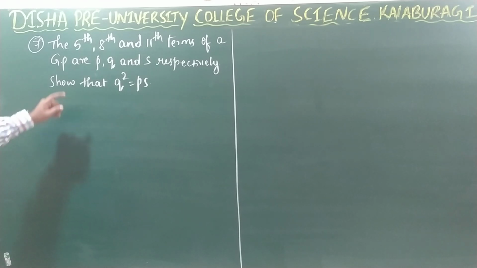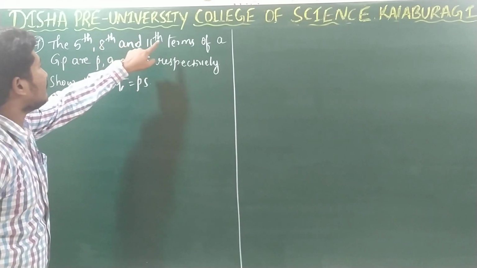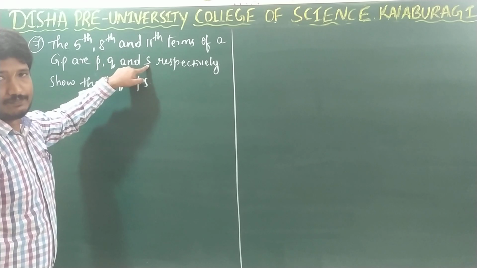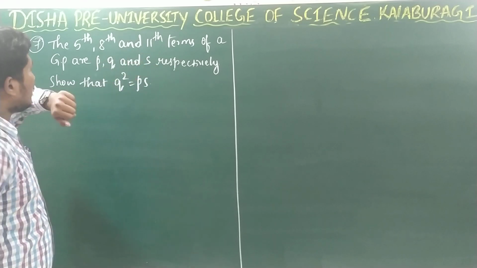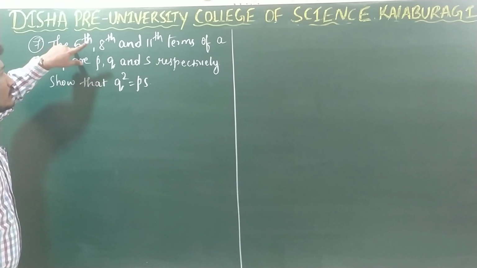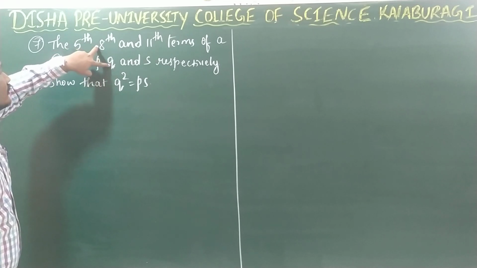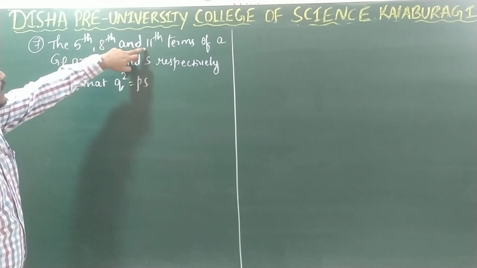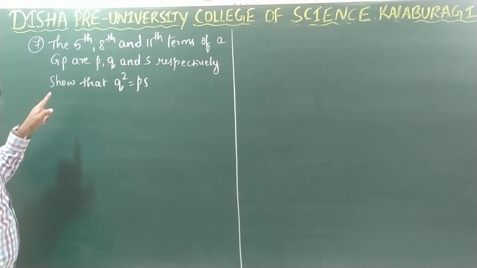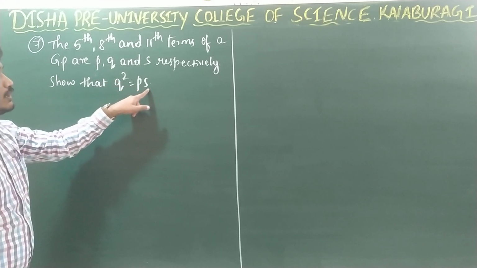See, the next question here is, the 5th, 8th and 11th terms of the GP are P, Q and S respectively. So what are we given here? We are given the 5th term of the geometric progression, that is P. The 8th term of the geometric progression is Q, and the 11th term of the geometric progression is S. What we have to do? We have to show that Q square is equal to P into S.